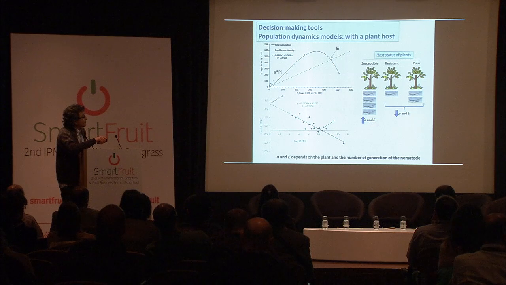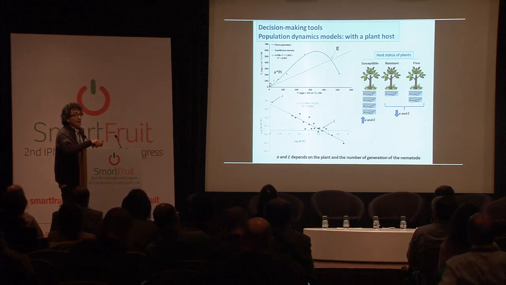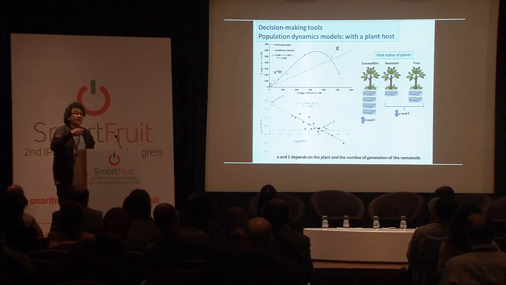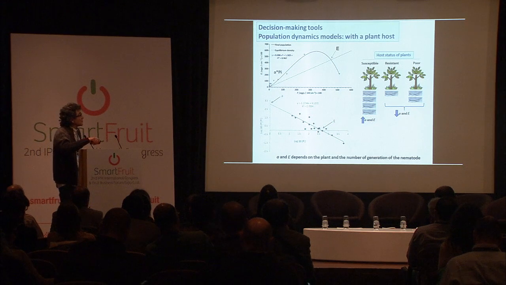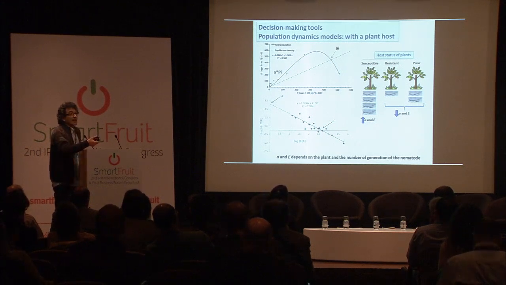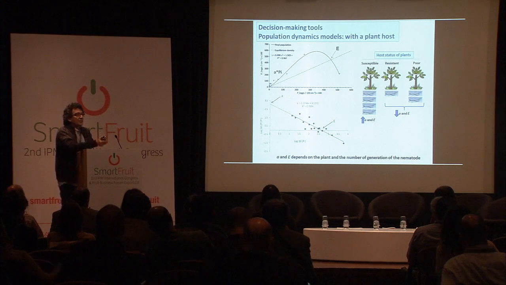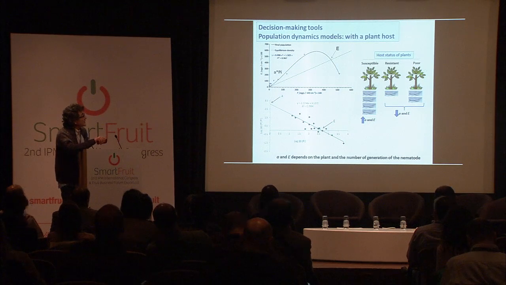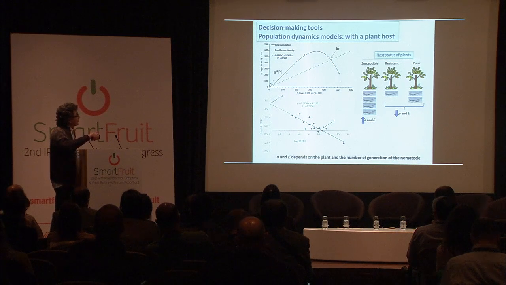Now, these parameters allow us to catalog plants according to their status as a host. Susceptible plants have high values of rate of multiplication and equilibrium density, and those that are resistant or poor hosts have low values in these parameters. Resistant plants are species that have specific resistance genes, whereas poor hosts are an intrinsic characteristic of the plant species.